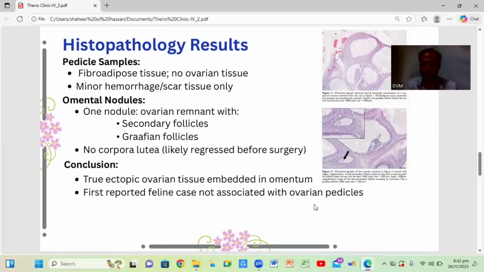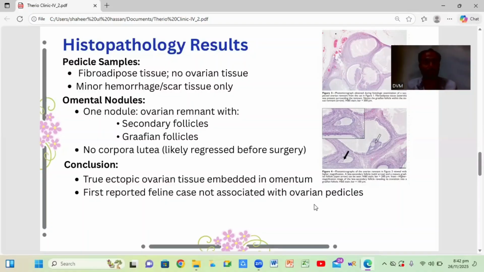Histopathological results were seen, and divided into two forms. Pedicel samples showed fibroadipose tissue, no ovarian tissue, and minor hemorrhages and scars were seen in the tissues. Then come the omental nodules. One nodule showed ovarian remnant with secondary follicles and Graafian follicles. Then the third thing, the most important, was that no corpora lutea were observed; likely they had regressed.